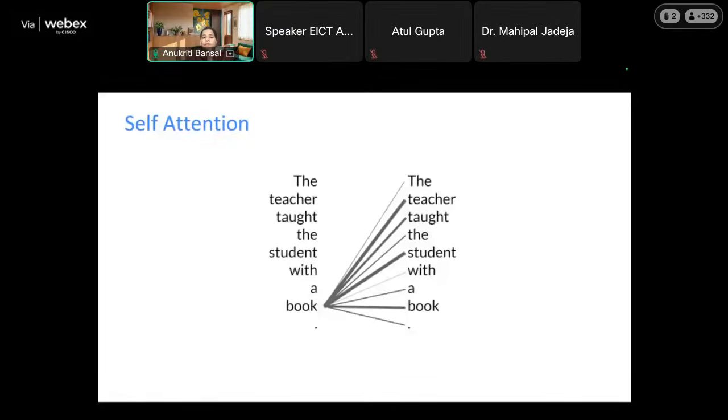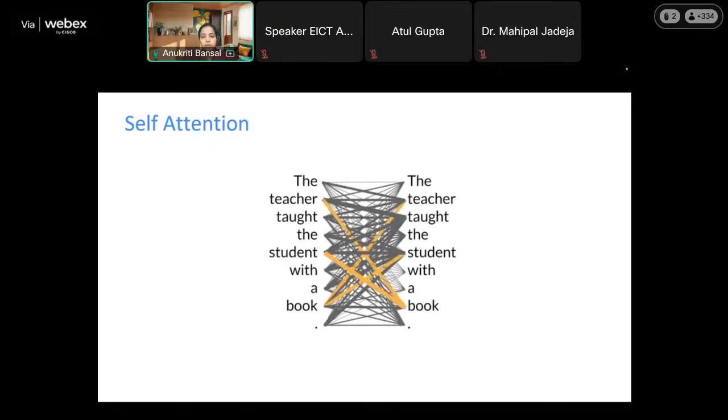This is the basic idea of self-attention. Whatever number of words we have in a text, it will try to understand the relationship of each word with respect to all other words. The words which are more related to each other will have a stronger relationship as compared to the rest of the words. So here teacher is strong. If I say book, book is correlated with teacher and student. Okay, as we can see here.